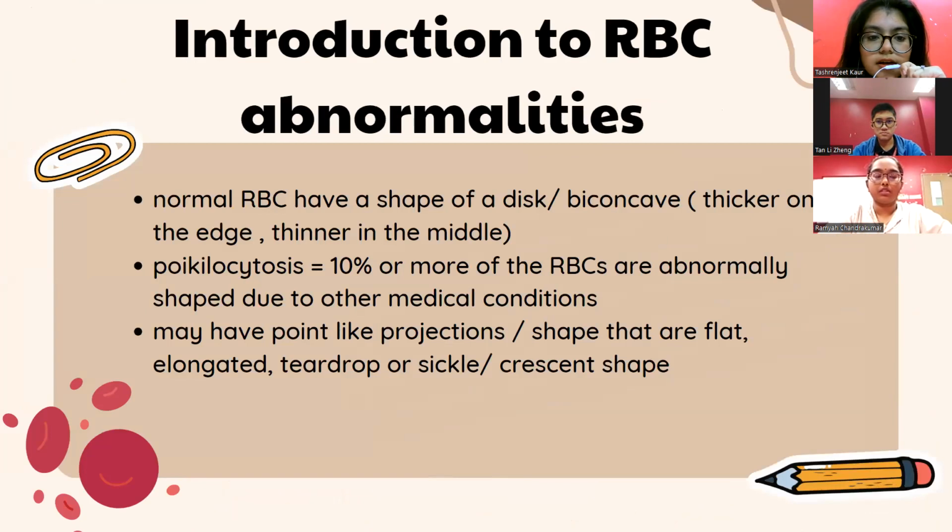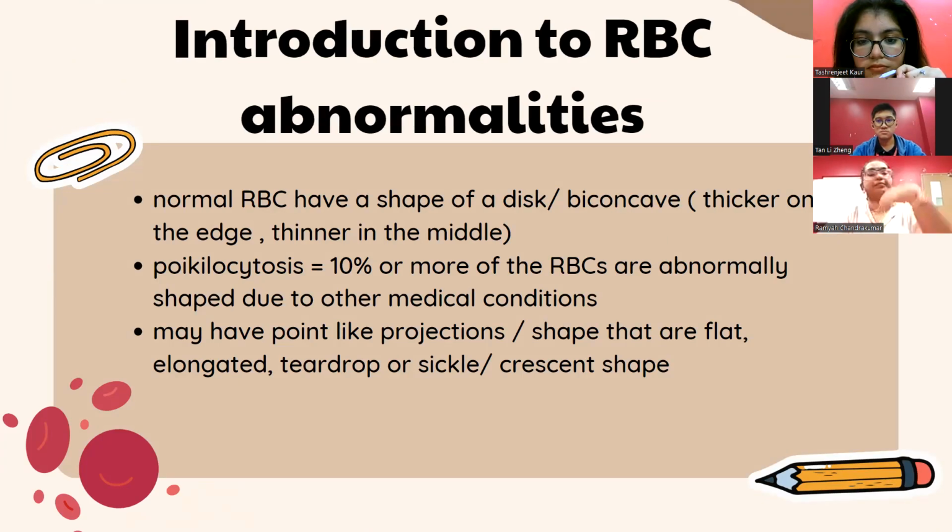Normal red blood cells are in the shape of a disc, thicker on the edge and thinner in the middle, also known as the biconcave shape. The term poikilocytosis refers to a condition where 10% or more of the red blood cells are abnormally shaped due to other medical conditions. These cells may have point-like projections or may include shapes that are flat, elongated, teardrop, or in the shape of a sickle cell or crescent cell.